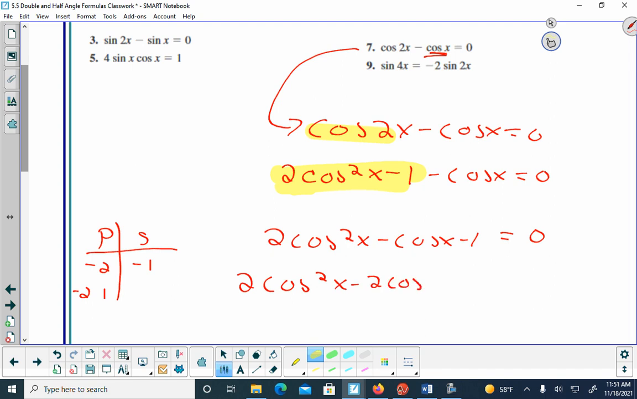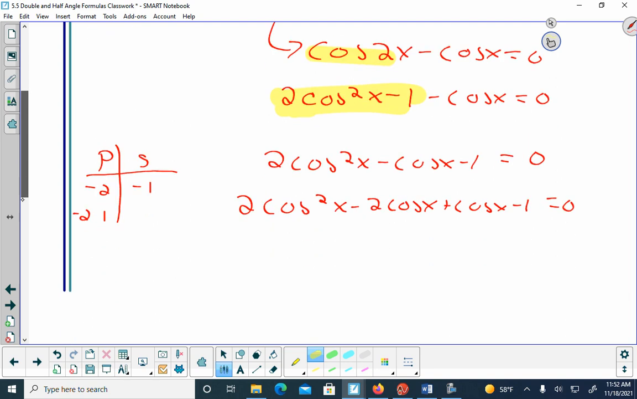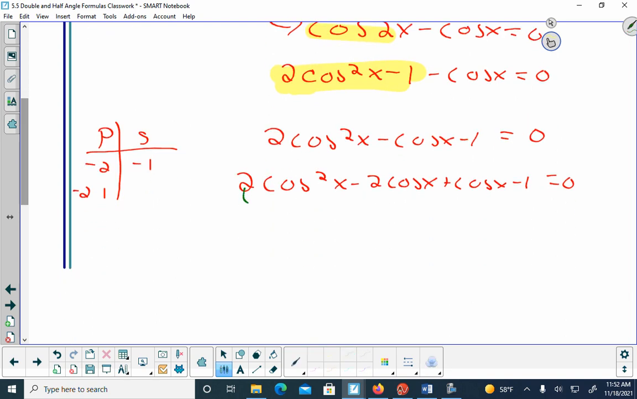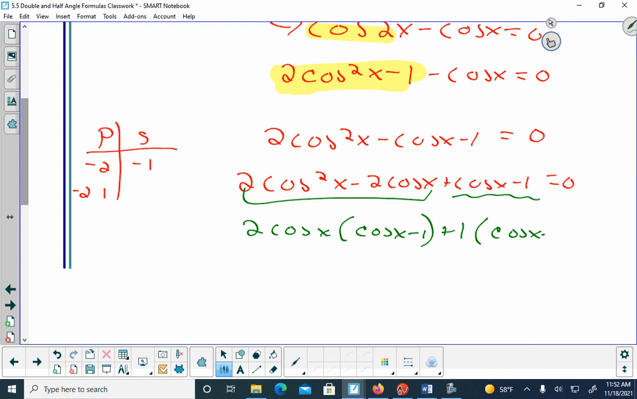So -2 cosine x plus cosine x minus 1 is equal to 0. From the first 2 terms, I'm going to factor out a 2 cosine x. And I'll be left with cosine x minus 1. And then here, there's nothing I can factor out, so I'm just going to write a 1. So I'm going to have 2 cosine x plus 1 times cosine x minus 1. Set that equal to 0.